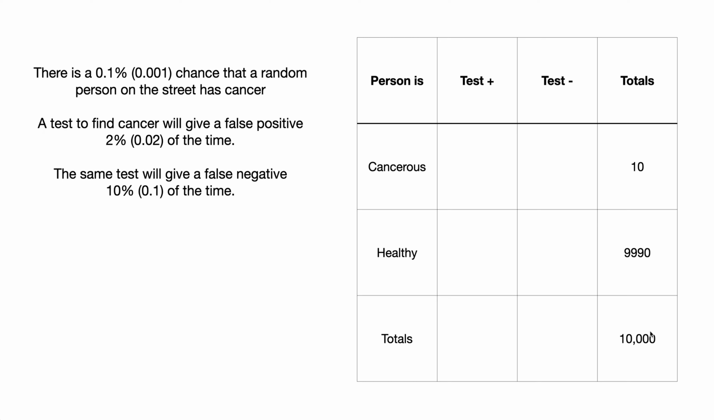But of the 10,000 people, only 0.1%, that is 10 of those 10,000, are actually cancerous people. The other 99.9% are healthy.